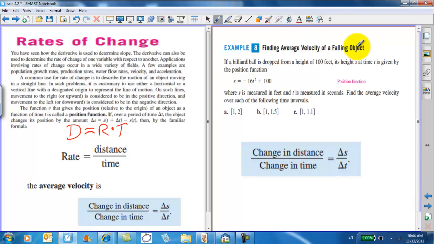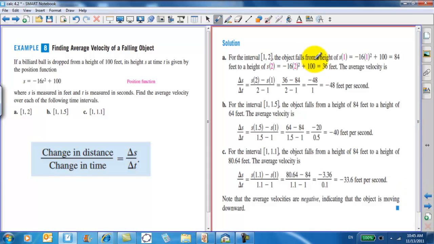And so you can find average velocity of a falling object just by finding 2 points. There's your position function, negative 16t squared plus 100. And you want to find the average velocity over these points here as change in distance over change in time. Well, this is all pretty much plug and chug. You put in s1, s2, get negative 48 feet per second, negative 40 feet per second from 1 to 1.5, negative 33.6 feet per second. Note that the average velocities are negative because the object's moving downward.